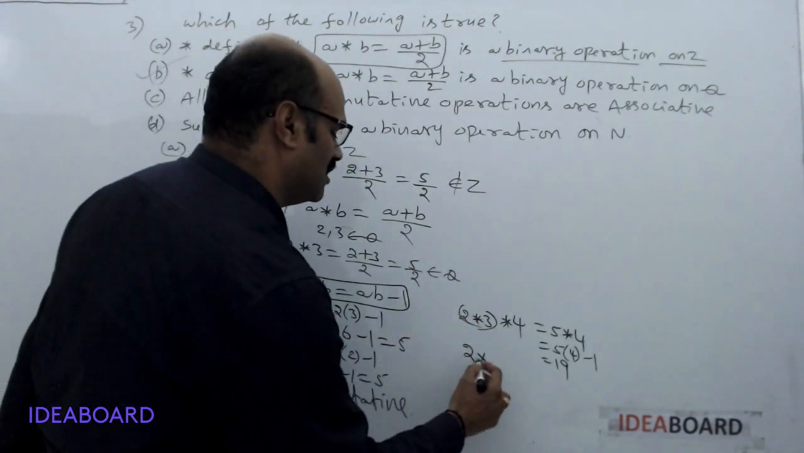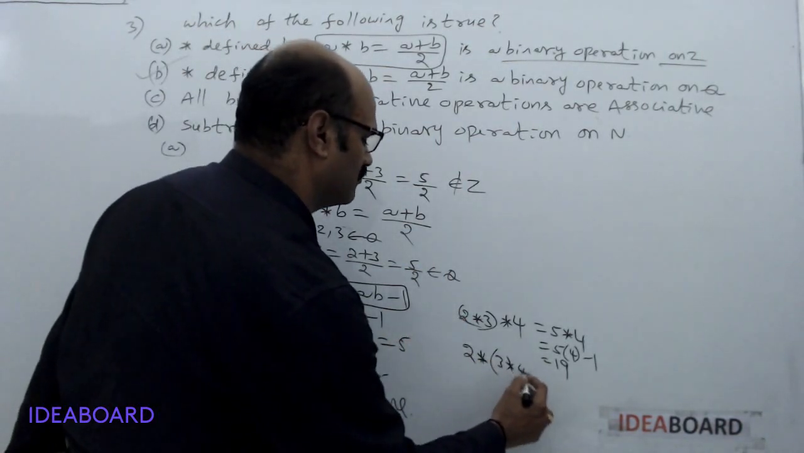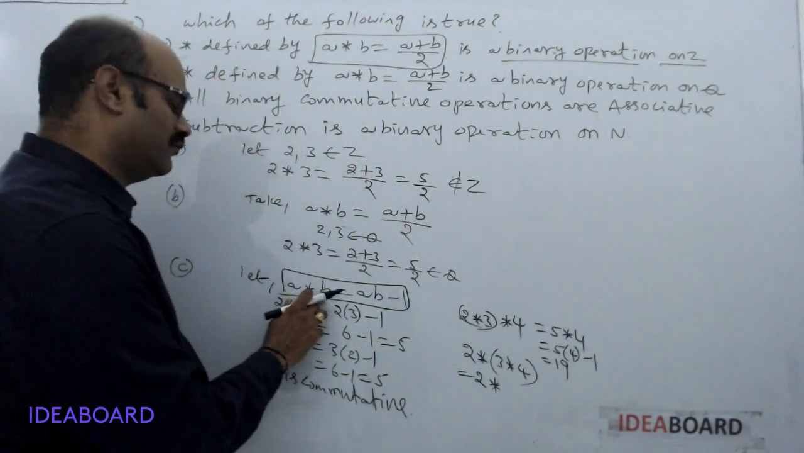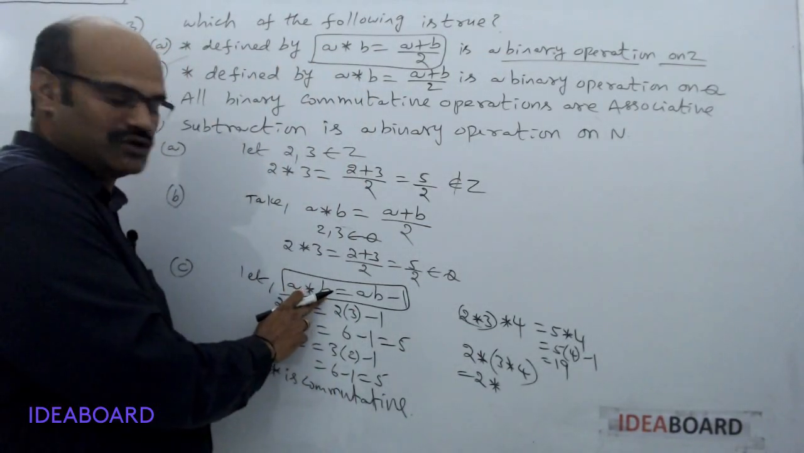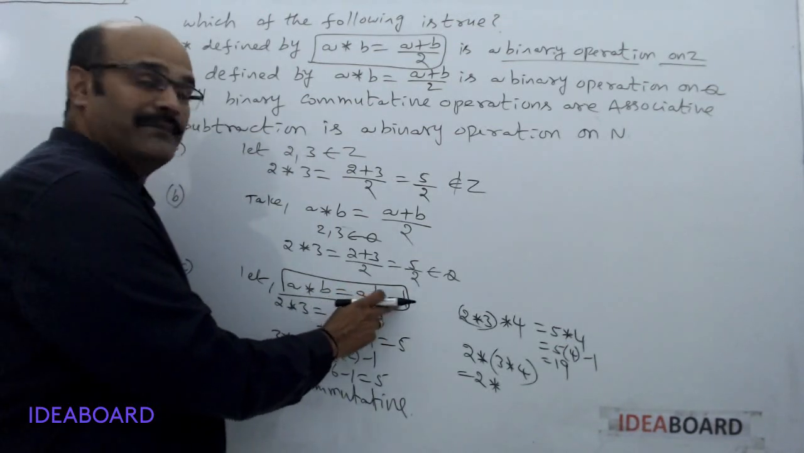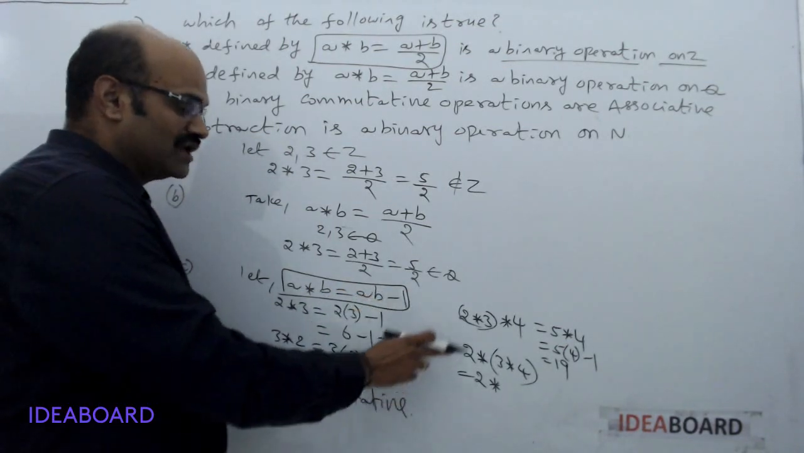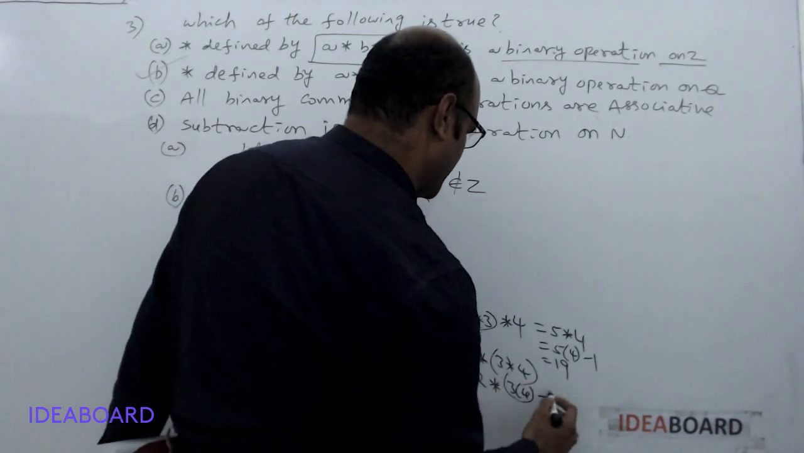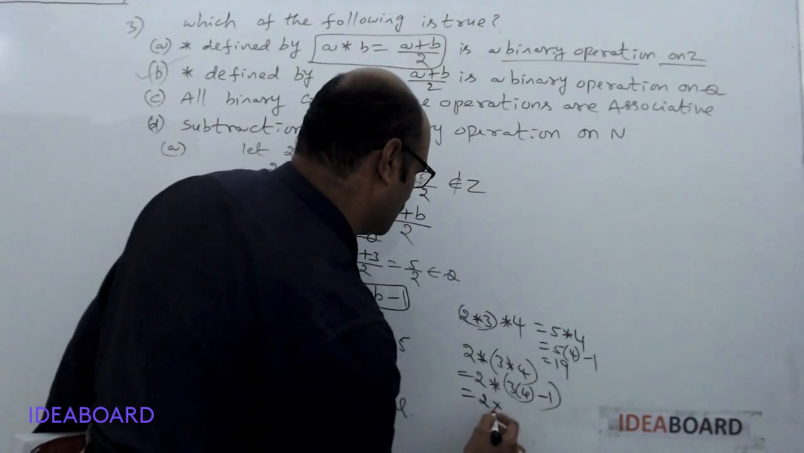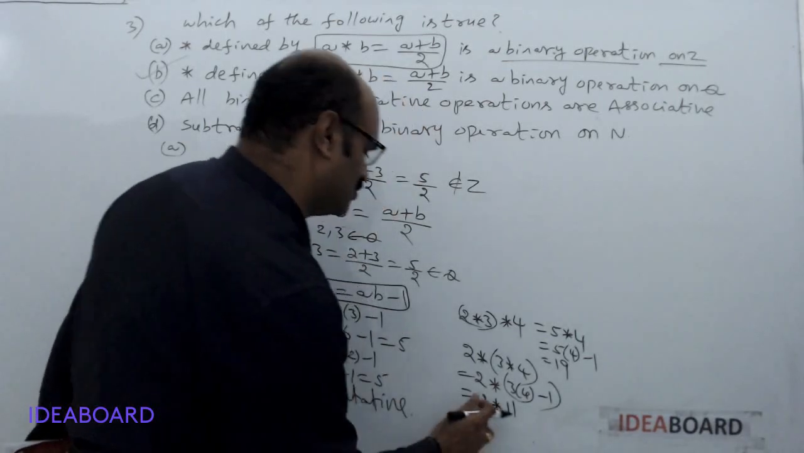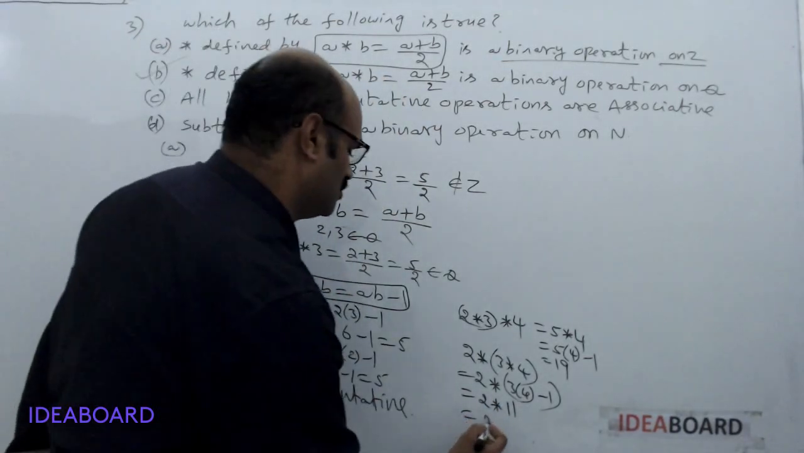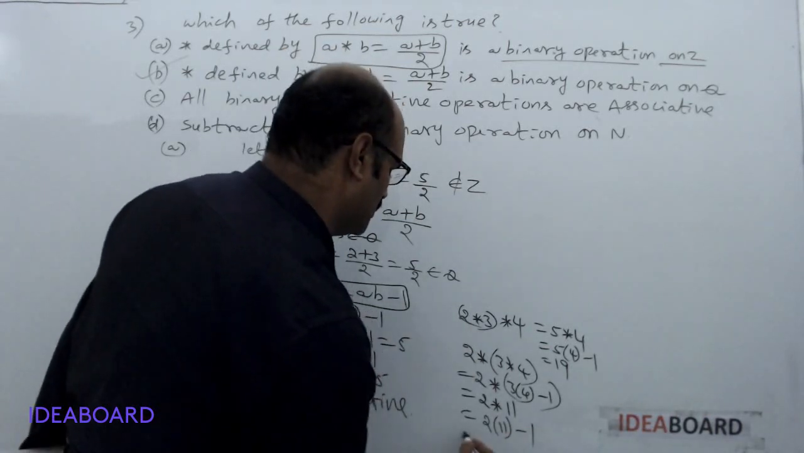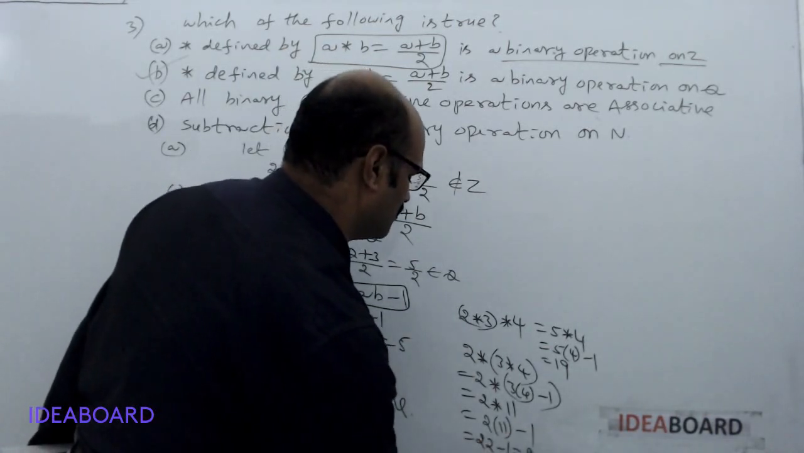Now 2 star 3 star 4 equal to 2 star 3 star 4. A star B equal to A into B minus 1. So 3 star 4 equal to 3 into 4 minus 1. So 2 star, we have 11 here. So 2 star 11 means 2 into 11 minus 1.